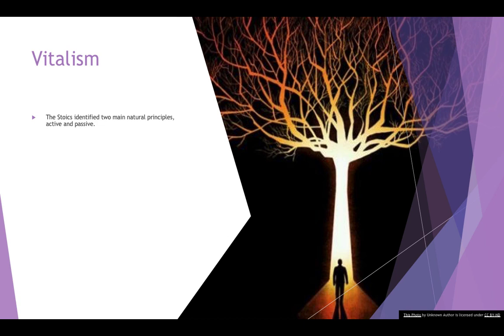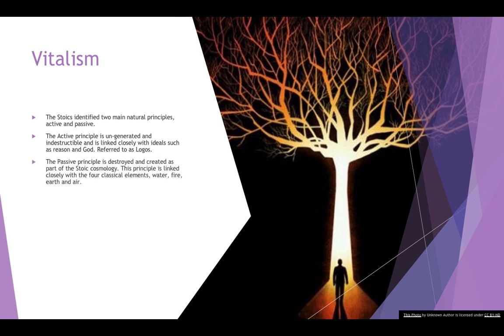They identified two main natural principles within physics, and this is the active and the passive. The active principle is so-called ungenerated and indestructible, and it's closely linked with things like God and reason, and it's referred to as logos. So, if something is active within physics, according to Stoicism, it means that they are ungenerated, they are indestructible. So, for example, God would be an example of an active property, an active principle.